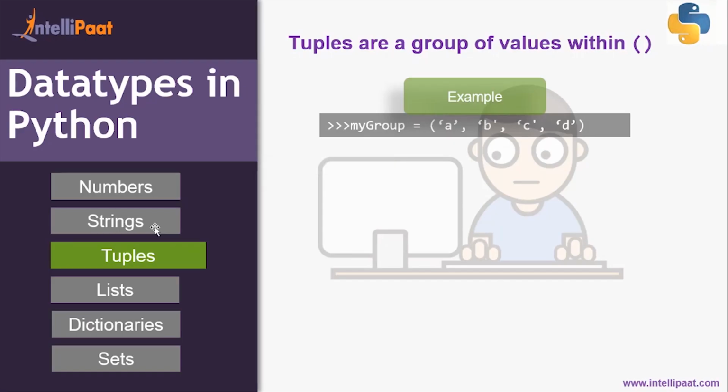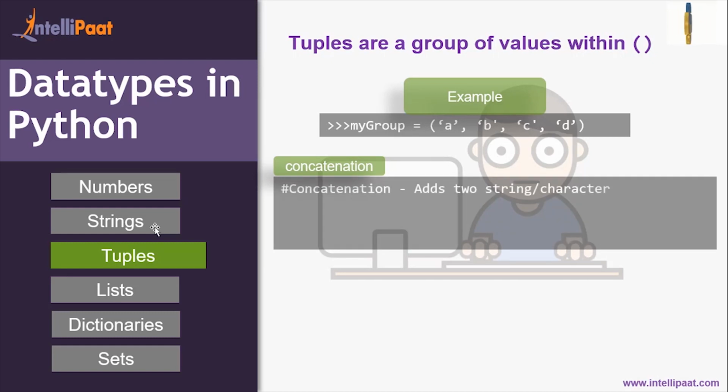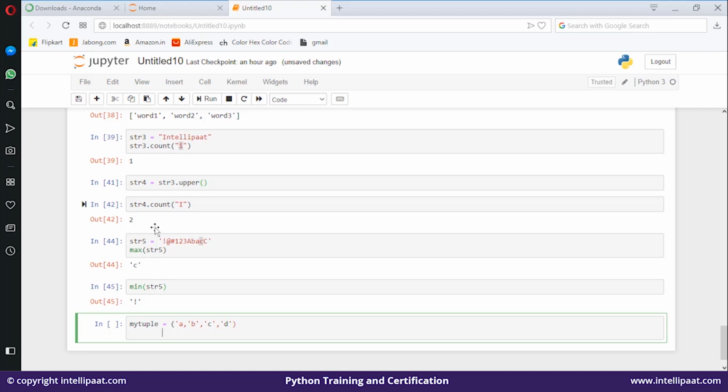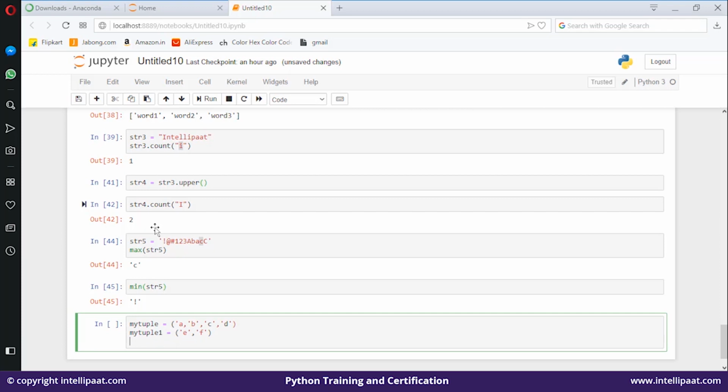So the very first operation that we are going to perform on it is concatenation. So what is concatenation? It is used to add two strings or characters. Basically, concatenation is used to add two or more tuples. For example, I'll define another tuple as my tuple 1 equal E and F. So if I need to concatenate it, I'll just write my tuple plus equal my tuple 1. And let's print it. Print my tuple. Let's see the output.